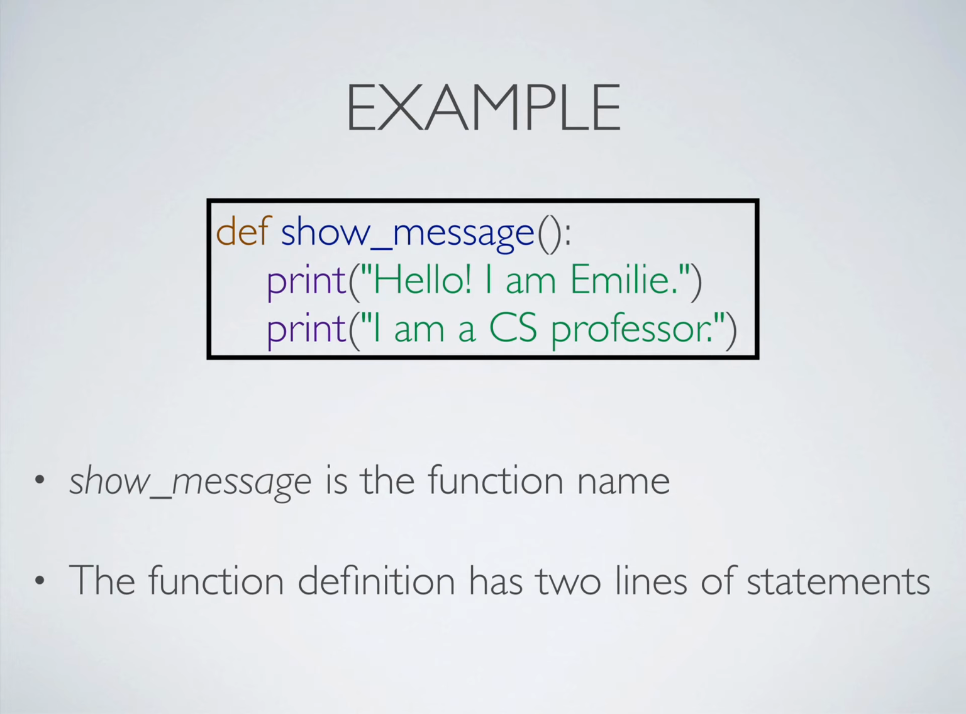Alright, so again, show message is the function name. This function definition here has 2 lines of statements, and again, note the indentation. Both these print statements are indented over. We had to press the tab character to do that.